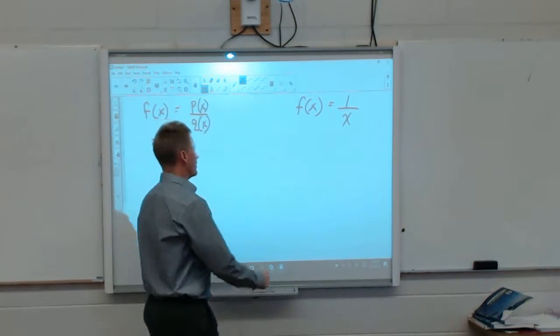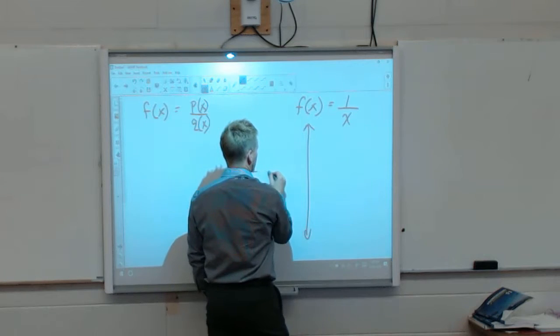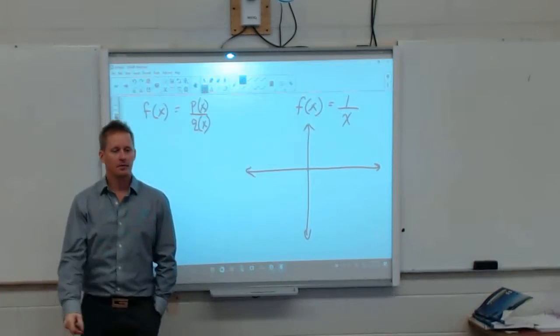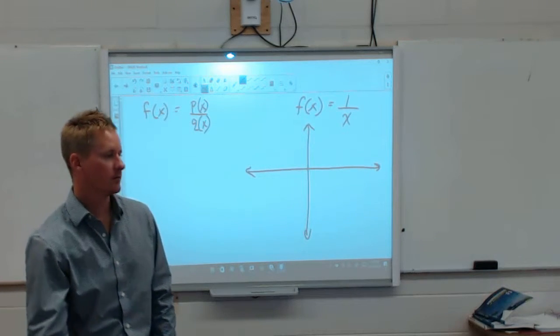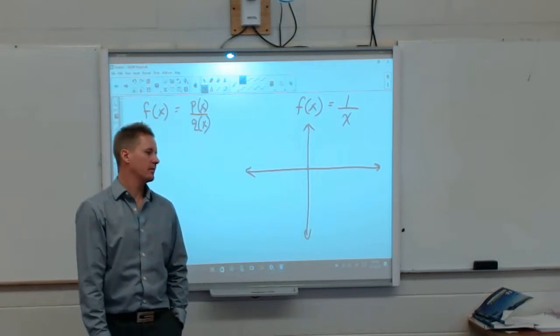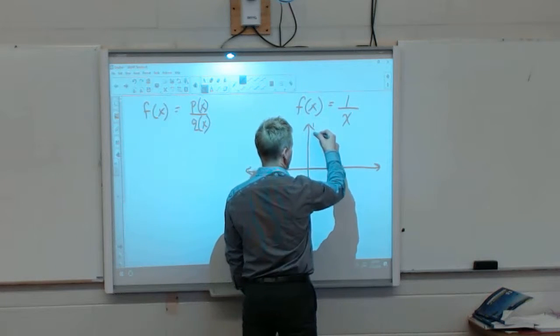And then what are we going to do with it? Well, what do we know about this graph? What does it look like? Can we remember what that graph looks like? It's one of the 5 that we're supposed to know. Yeah, but across from each other. Okay? So it looks like this.